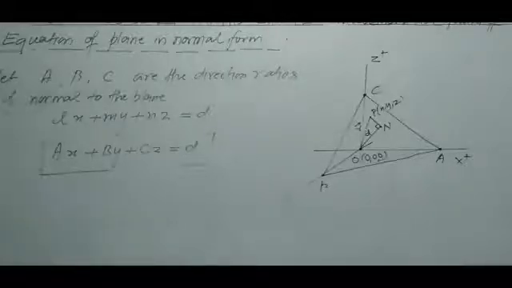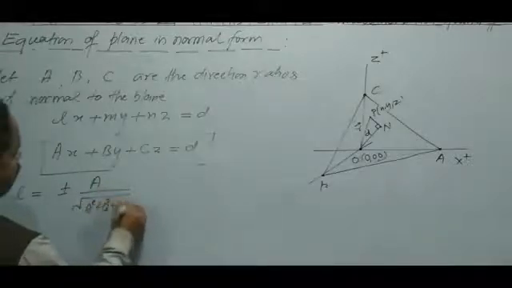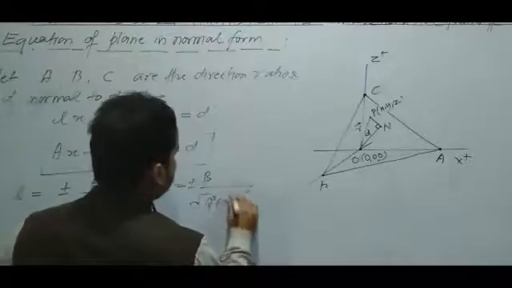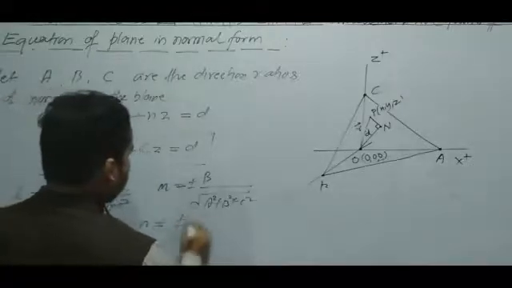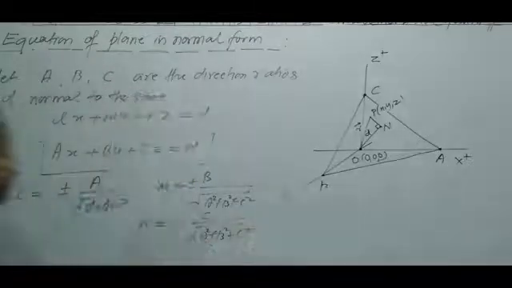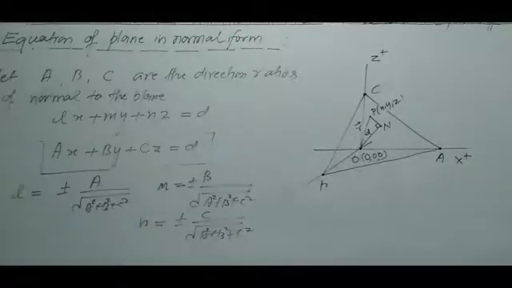If any doubts, can clear it. Here we can write also, where l is equal to a upon root over a square plus b square plus c square, and m is equal to plus minus b upon root over a square plus b square plus c square, and n is equal to plus minus c upon root over a square plus b square plus c square. Now this topic is totally completed.